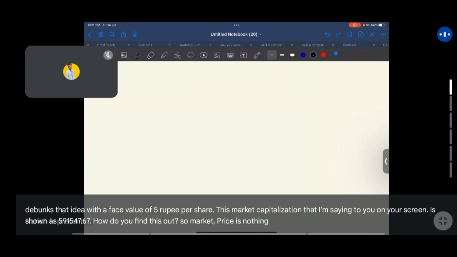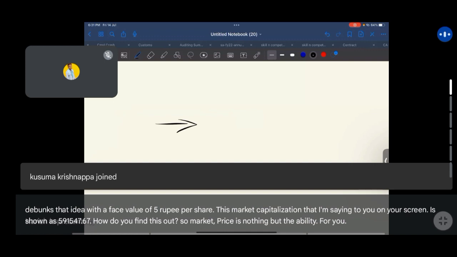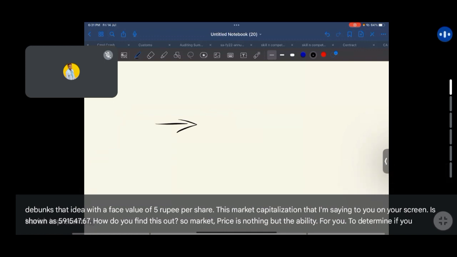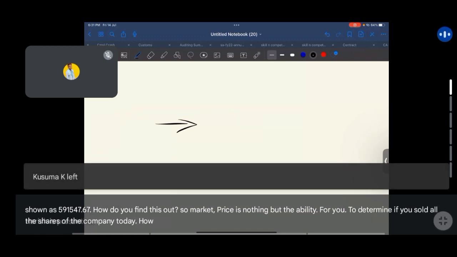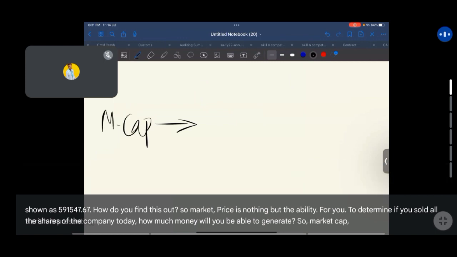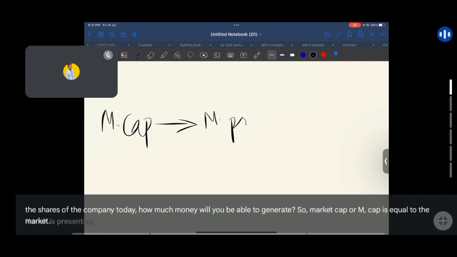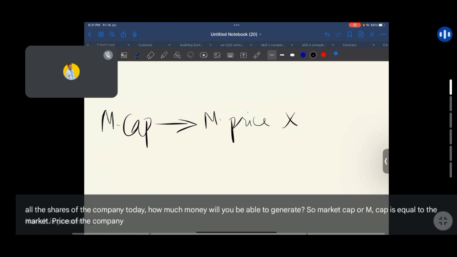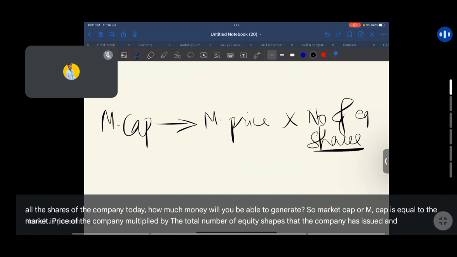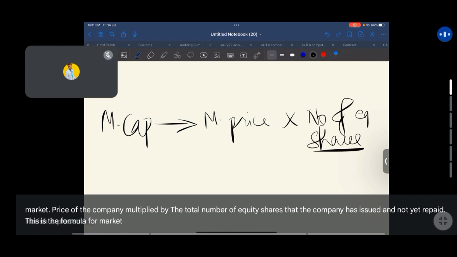Market price is nothing but the ability for you to determine, if you sold all the shares of the company today, how much money will you be able to generate? So market cap, or M cap, is equal to the market price of the company multiplied by the total number of equity shares that the company has issued and not yet repaid. This is the formula for market capitalization.